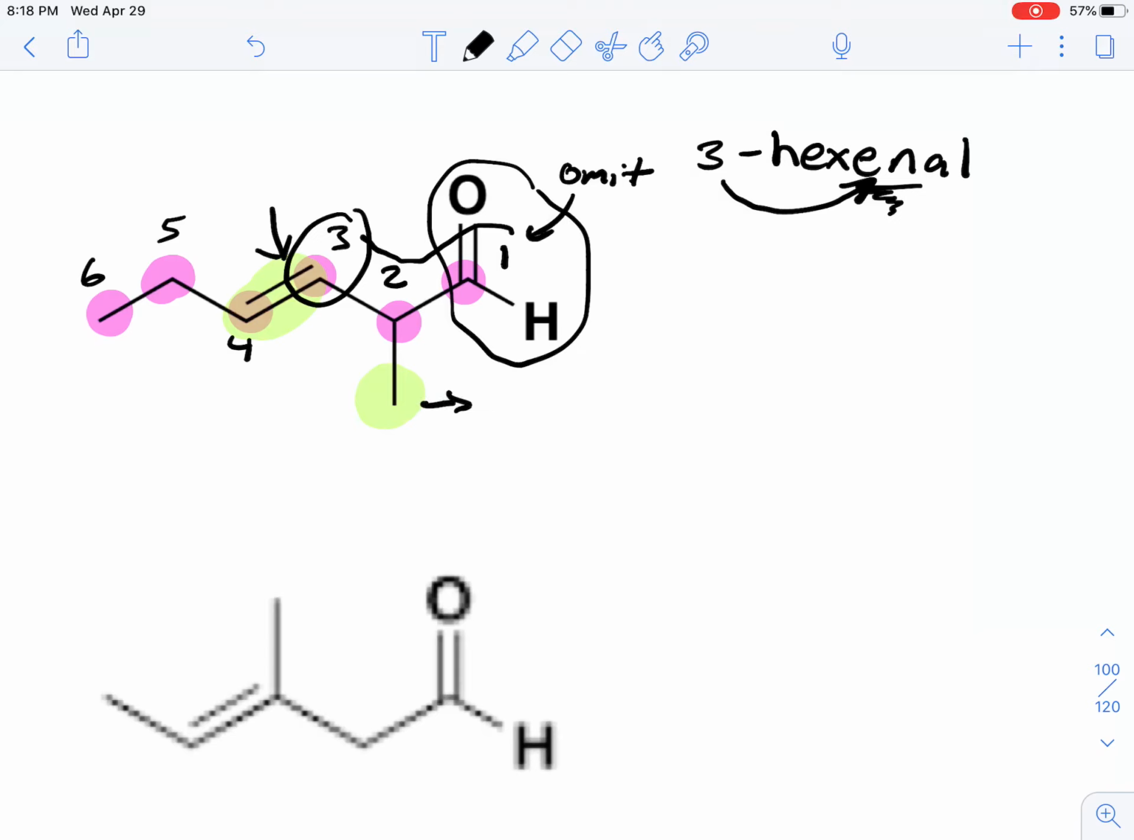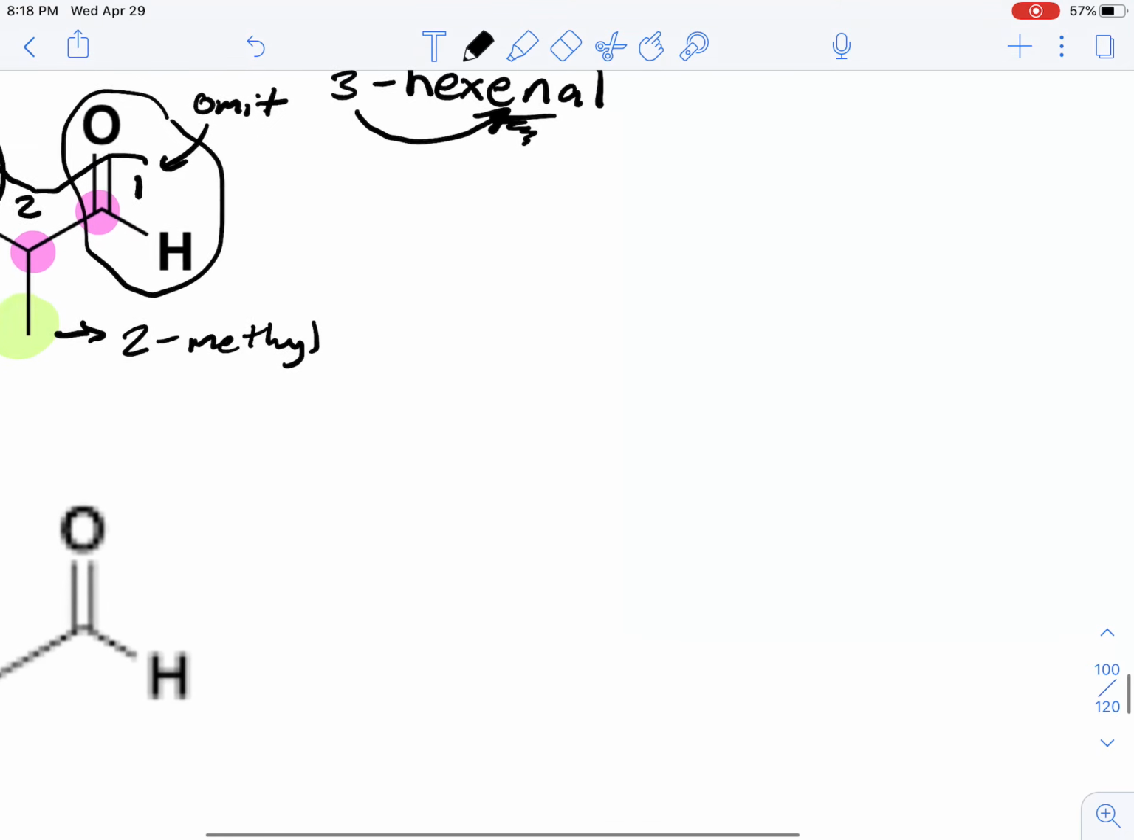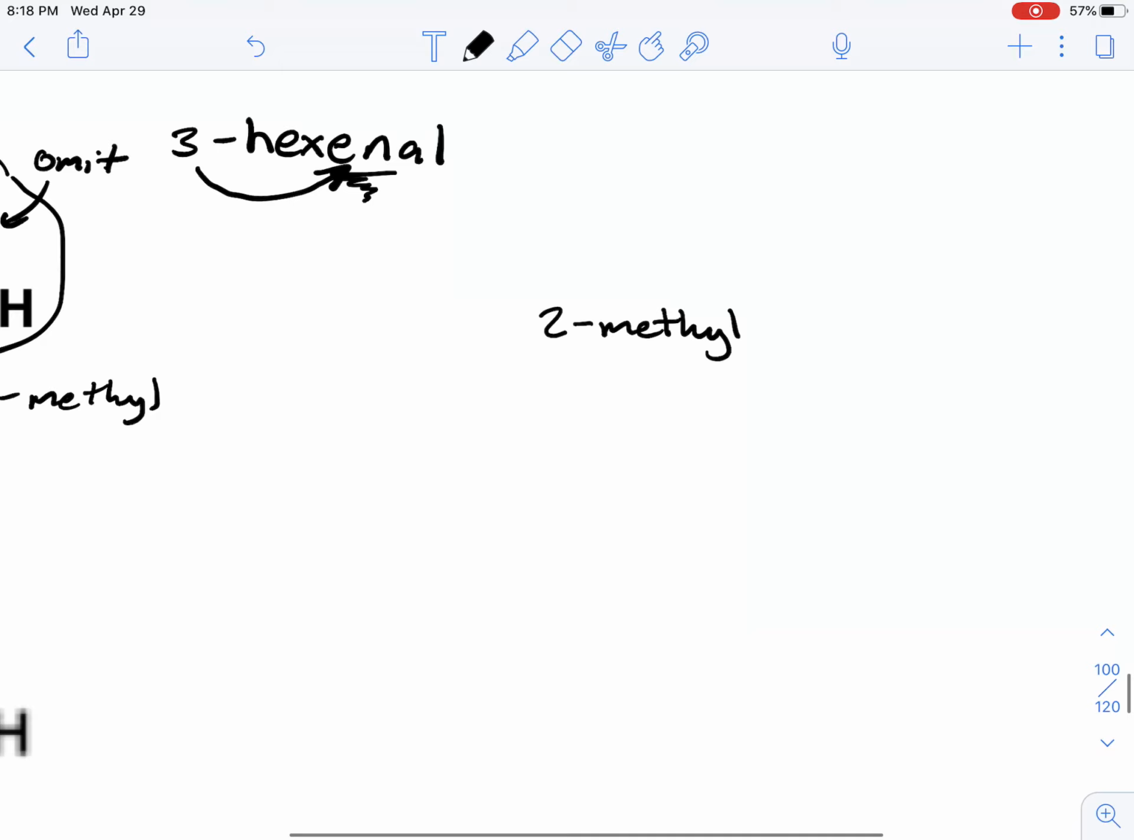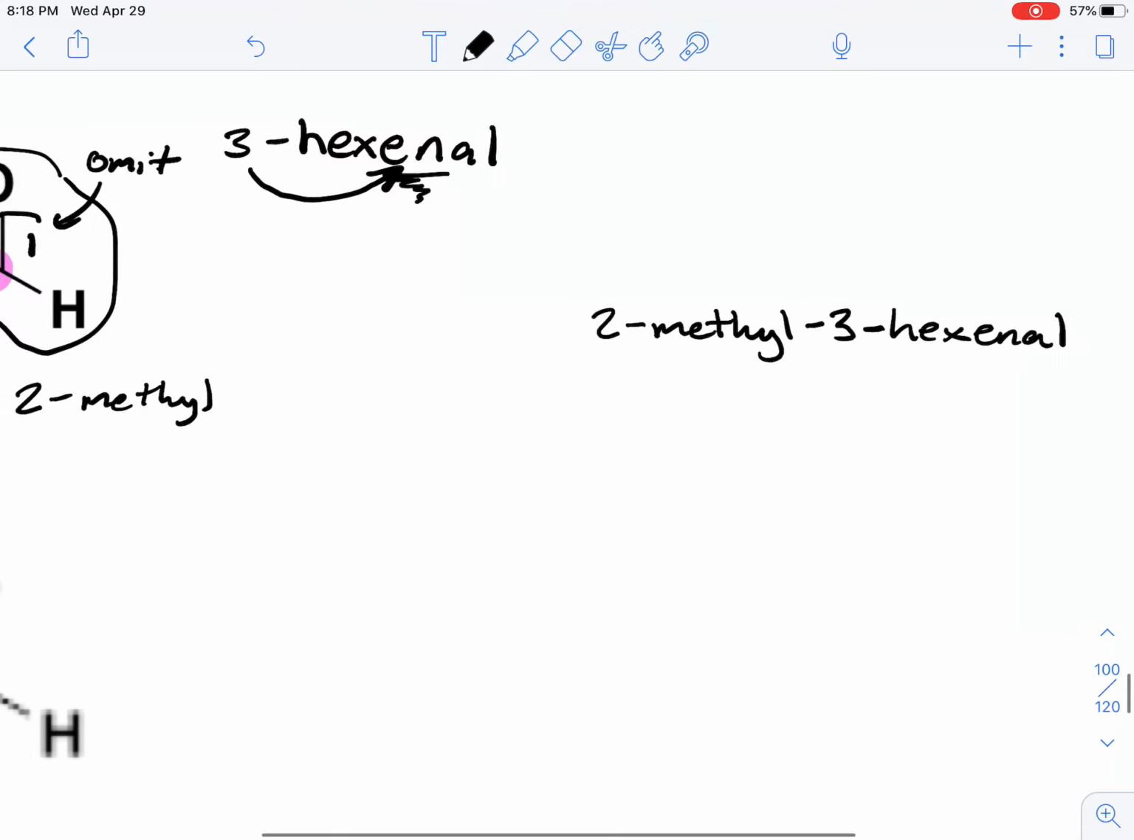And so here, this is going to be a methyl group, so we're just going to say 2-methyl. So when putting these pieces together, we'll just get 2-methyl. And then since we're going from a letter to a number, which is the 3, I need to put a dash. And then number to letter, I need to put a dash. Okay. And so it looks like we just have 2-methyl-3-hexanal.